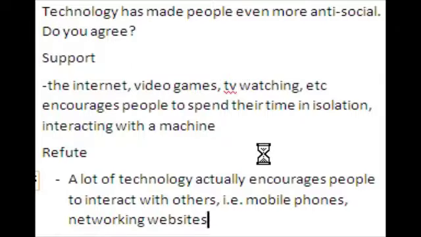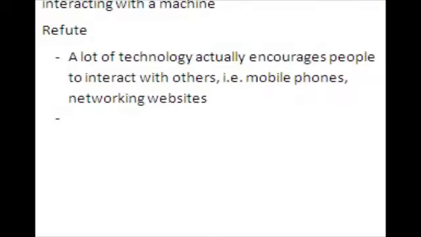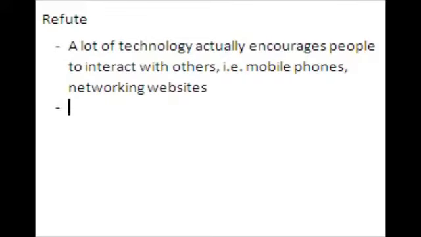Now, another side that could help us support a refute statement would be that technology has not made people less able to communicate with others, but just that they're communicating in different ways. So when it's not a traditional means of communication, for example, face-to-face, this is a new way to communicate with people. So perhaps people are not more antisocial, they are just communicating in different ways.